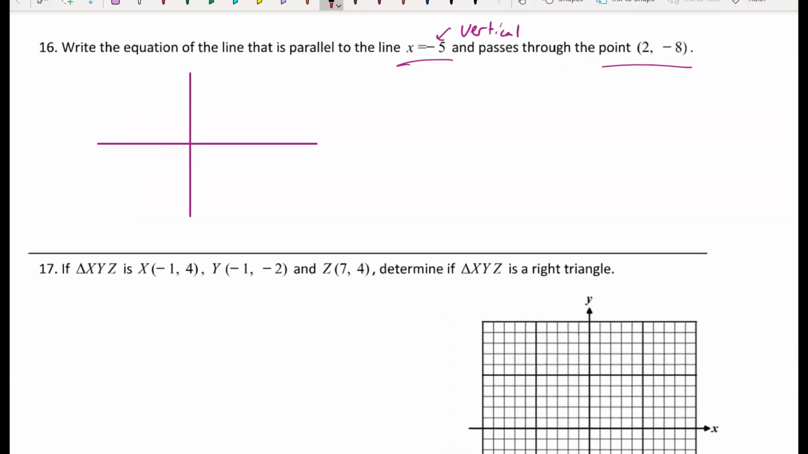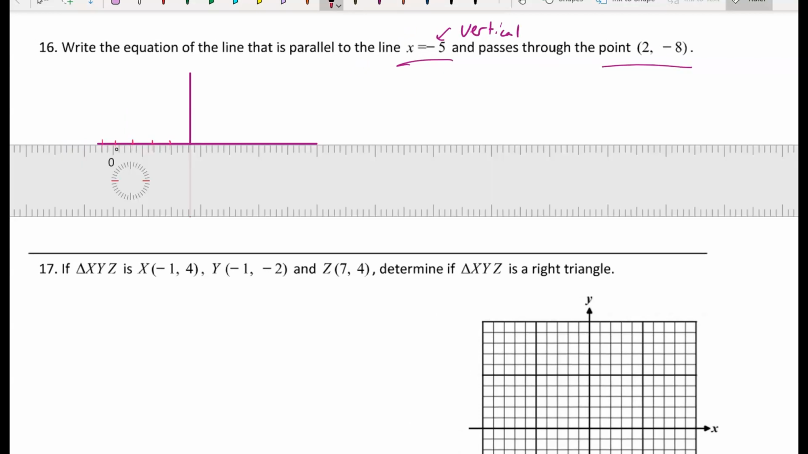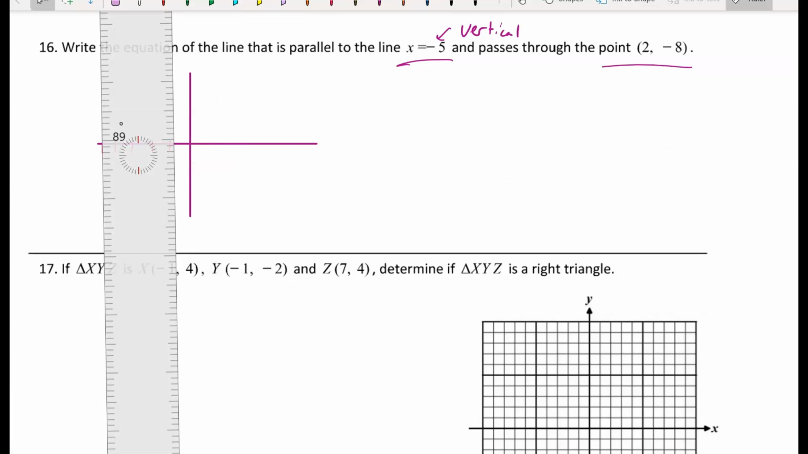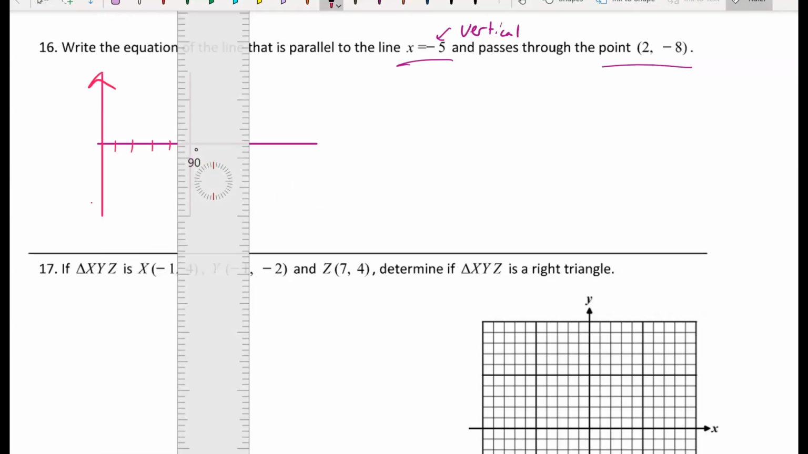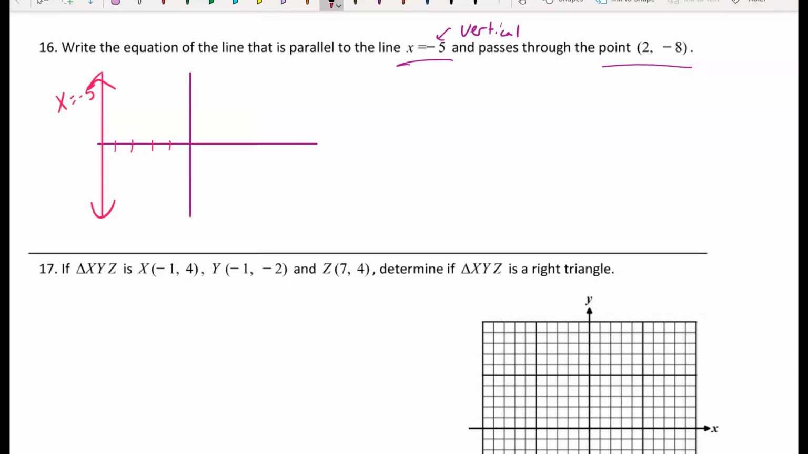Alright, so I'm going to go left 5: 1, 2, 3, 4, 5. And I'm using my ruler so it's as precise as possible so I can better visualize what's happening here. This is x equals -5, and it passes through the point (2, -8). So this is the point I want it to pass through over here, (2, -8).